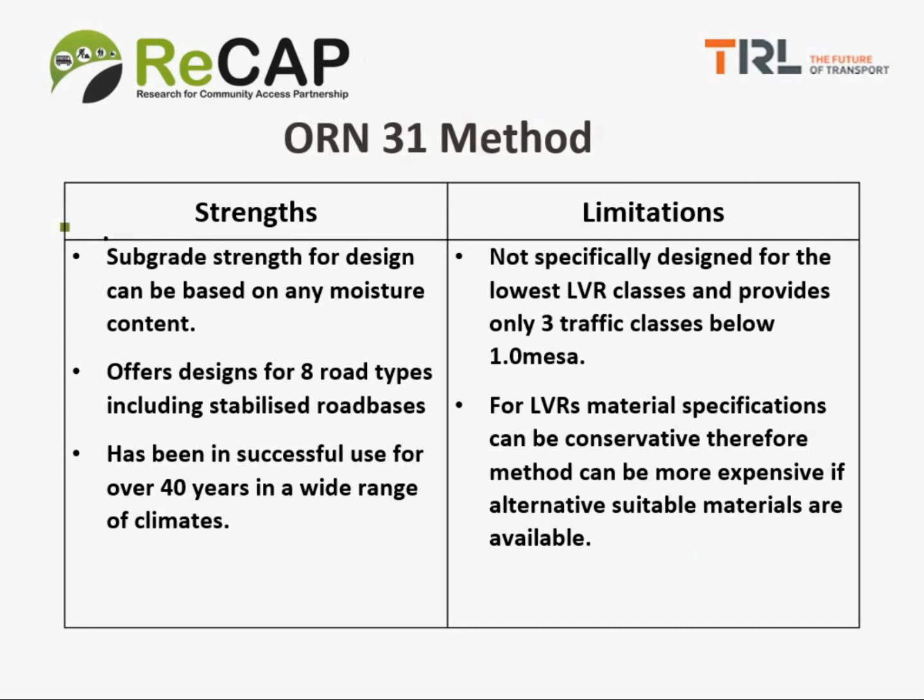The limitations of the Overseas Road Note 31 method: 3 traffic classes below 1 million standard axles, and we would like more, I think. For low volume road material specifications, the Overseas Road Note 31 specifications are a little conservative because, as I say, there are only 3 classes for the very low volume roads, and Overseas Road Note 31 goes up to about 30 million, so it covers the whole range.